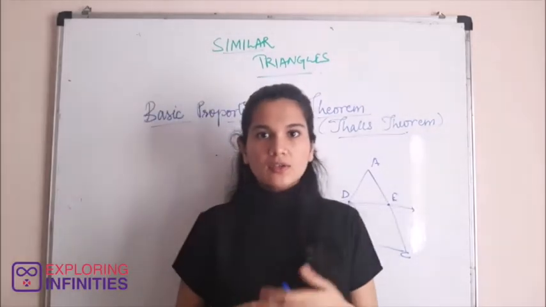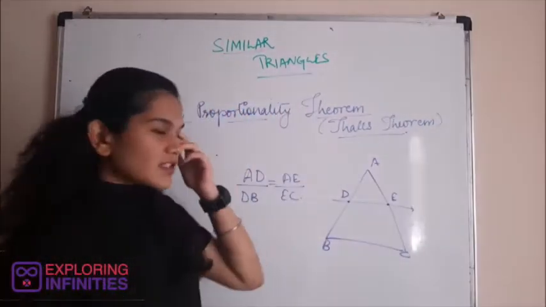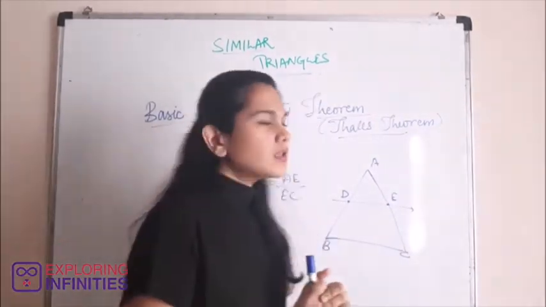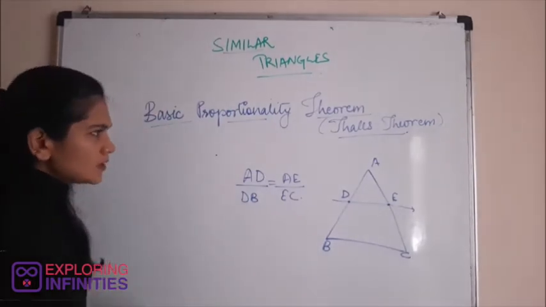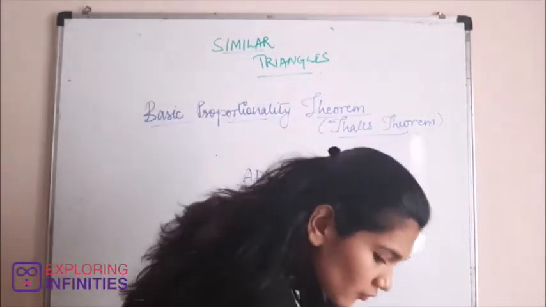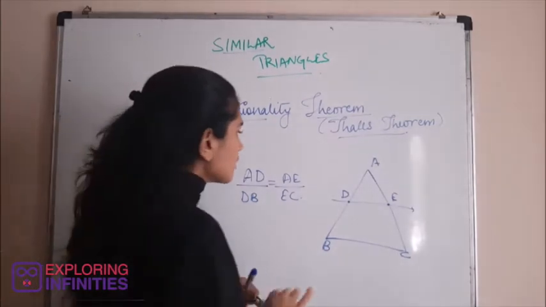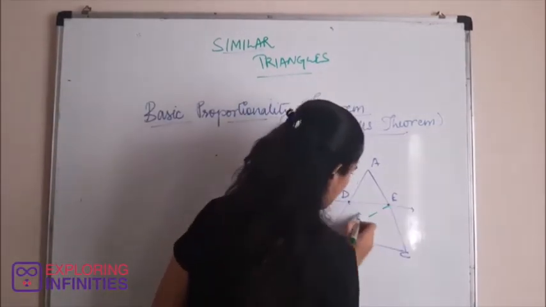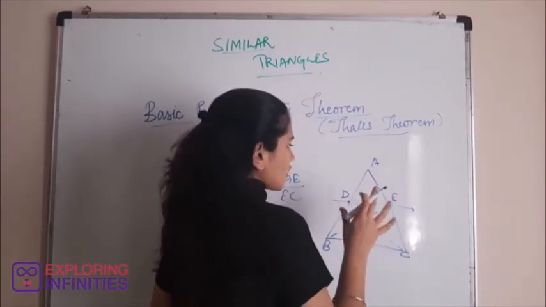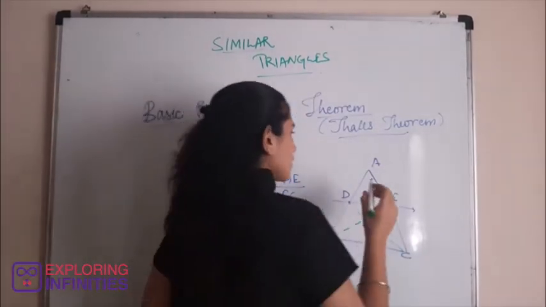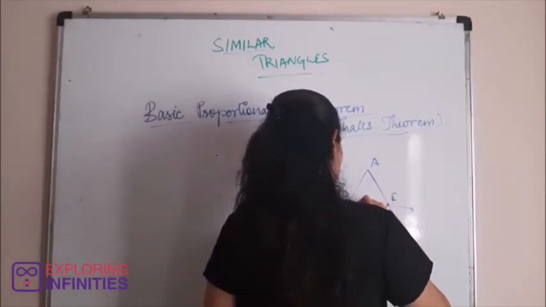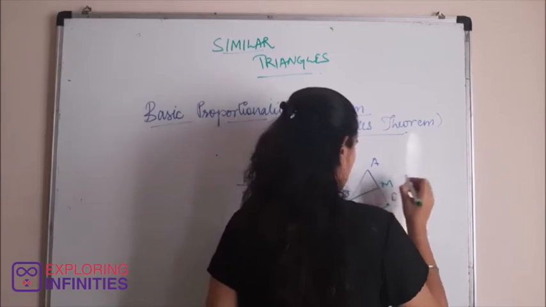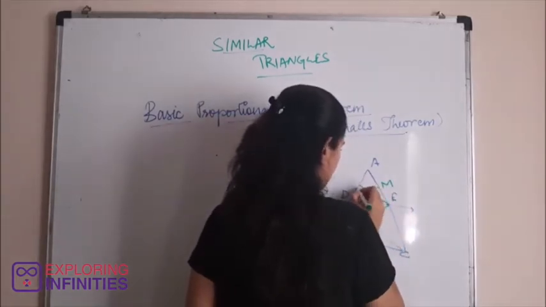Now, before getting into the proof, this theorem actually serves as a base for a lot of theorems that are yet to come in this chapter, and it is pretty simple. So, before getting into the proof, we will need to construct a few things. So, firstly, we will join BE and CD respectively. Then we will construct perpendiculars. So here we will construct DM and EN.